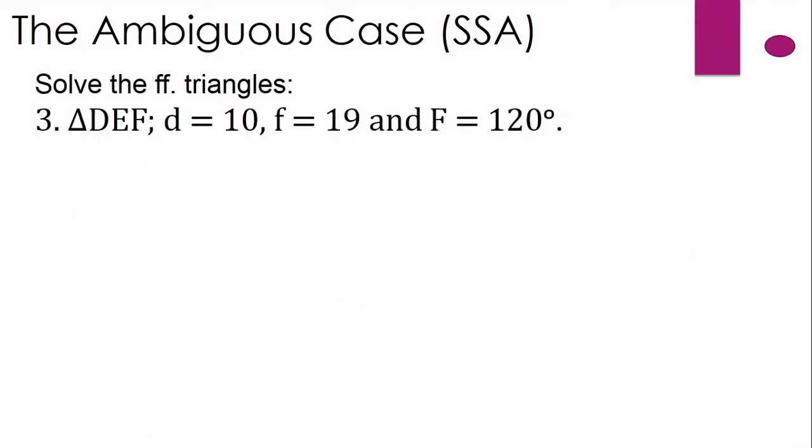We have triangle DEF. This time around, it's DEF. Side D is 10, F is 19, and angle F is 120. Una ulit, titignan is the given angle. In here, ang given angle natin ay F, and obviously, our angle is 120 degrees. Therefore, it is an obtuse angle. Now, you look at the opposite side of the given angle. Of course, the opposite is 19.